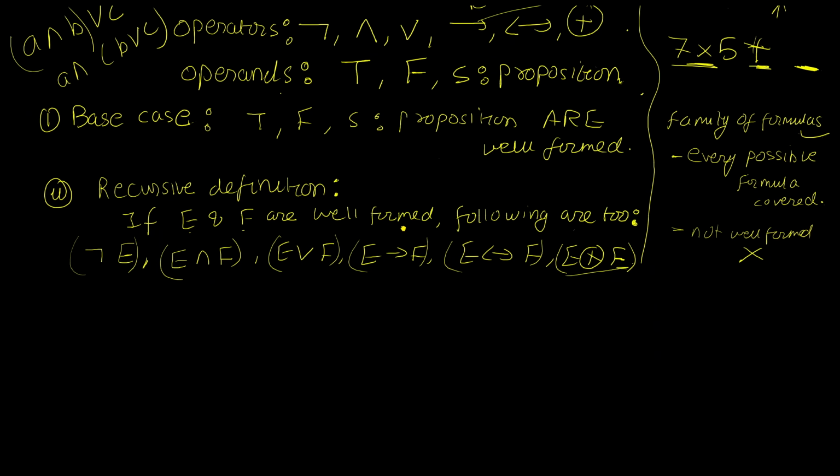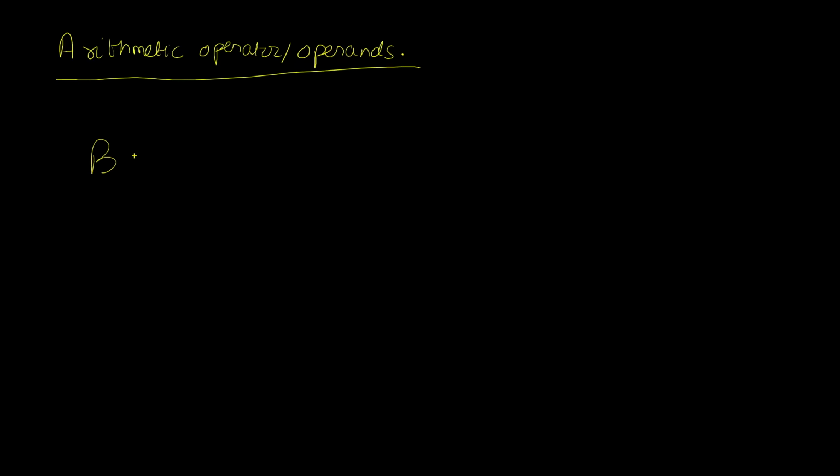So this is important. And so let's carry this idea of a well-formed formula from propositional logic, and we'll look into one more example of a well-formed formula. Let's look into an example that involves arithmetic operators and operands. We already know the core concepts, so we can go through this quickly. There will be a basis step and then a recursive step.